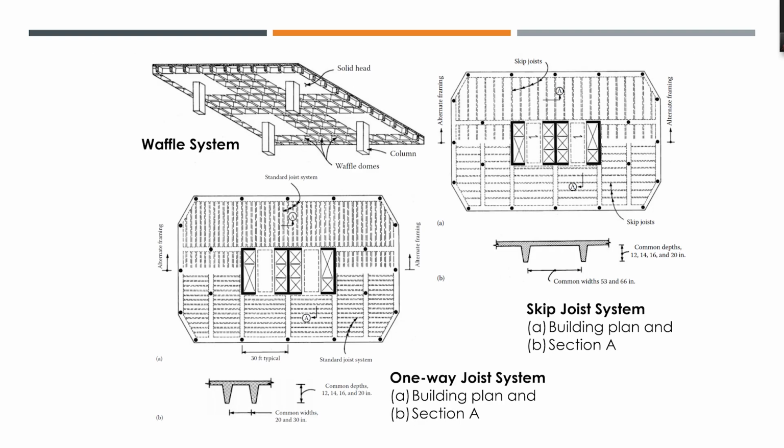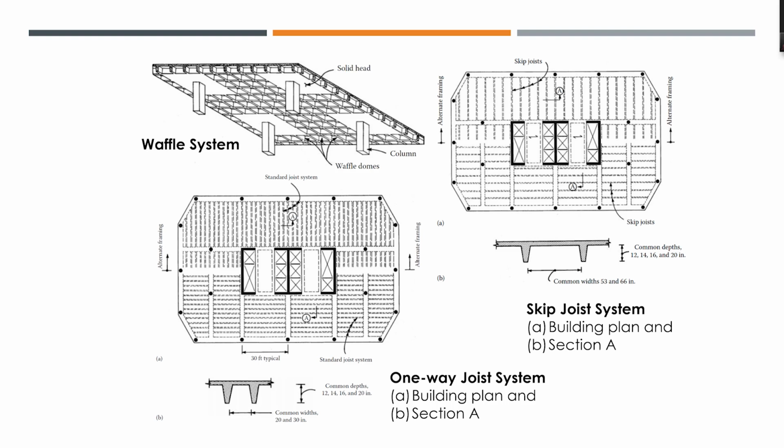This is more systems, waffle slab systems with the drop panels, and this is a building with several systems: ribs here, beams here, waffles here. So just showing you how different floor systems are possible for tall buildings, or any building, for example.